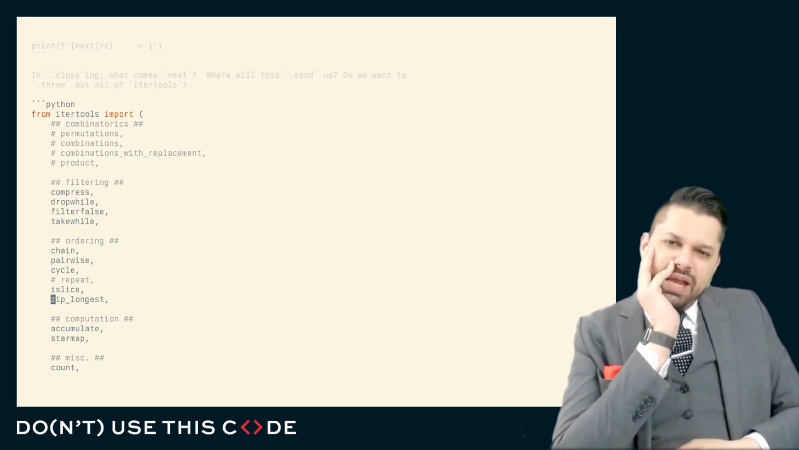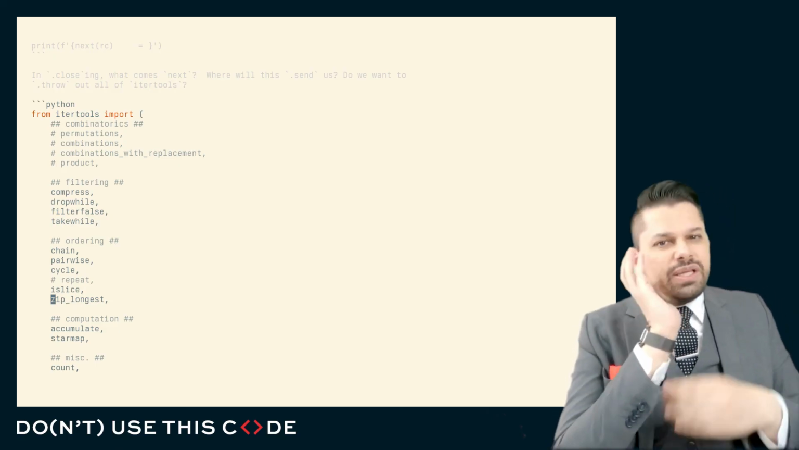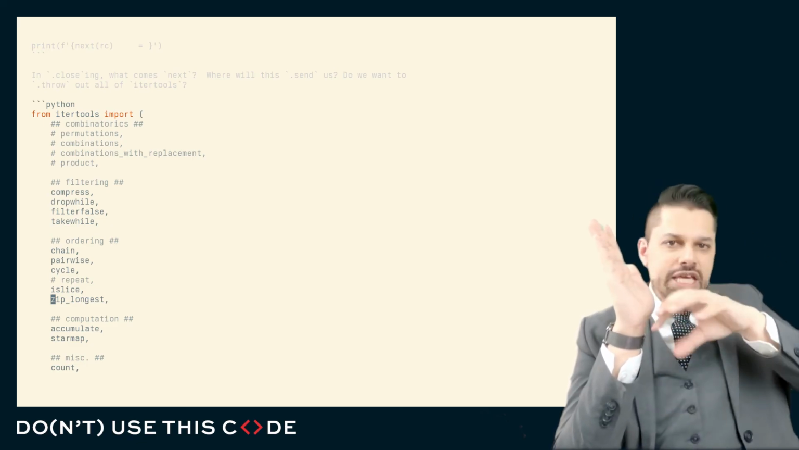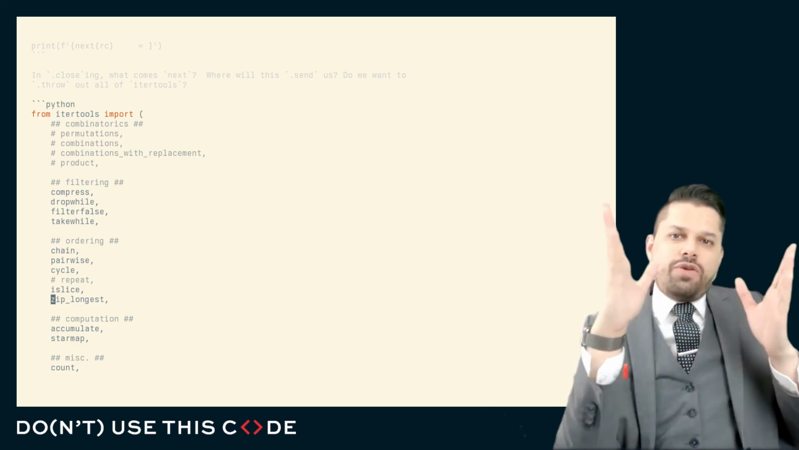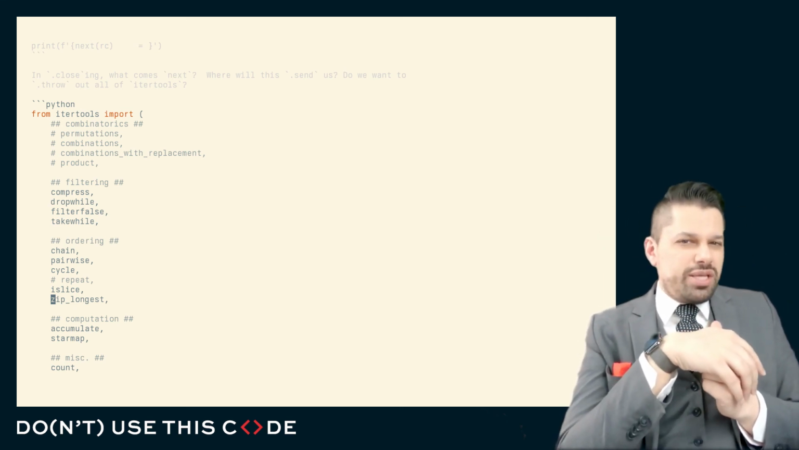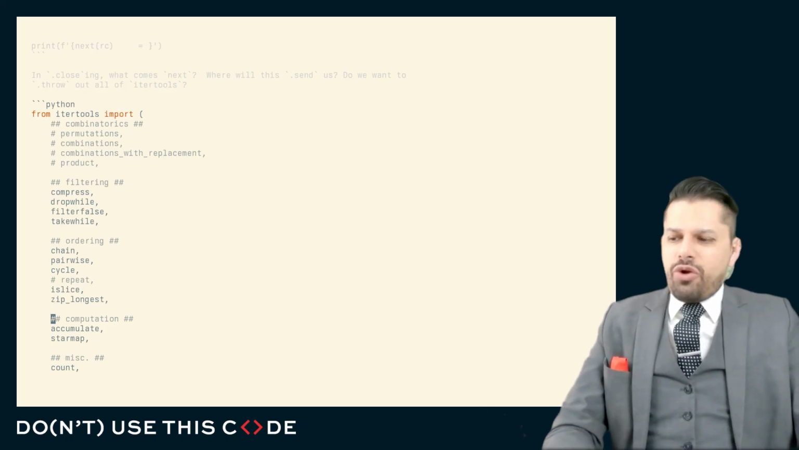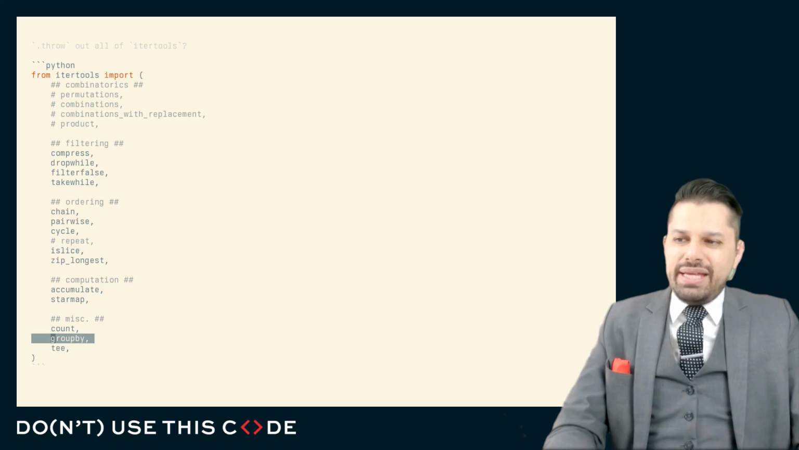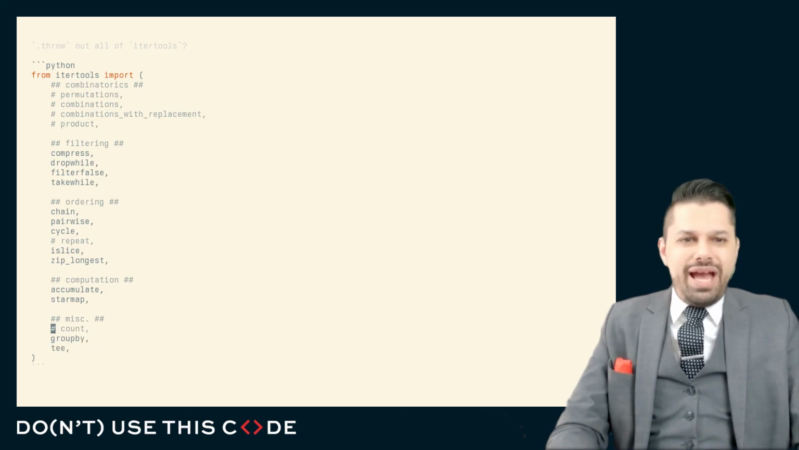Could a zip and a zip longest supporting coroutines be like a forking where you send one piece of data into the thing and then it sends data into each one of the subsequent items? Some sort of redirection that redirects to both sides, kind of like tee with process redirection at the shell. For accumulate and starmap, I think maybe it makes sense. And for count, groupby, and tee, I think count is probably out of scope.